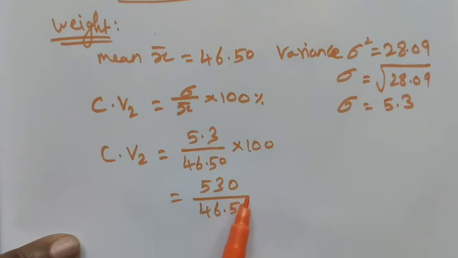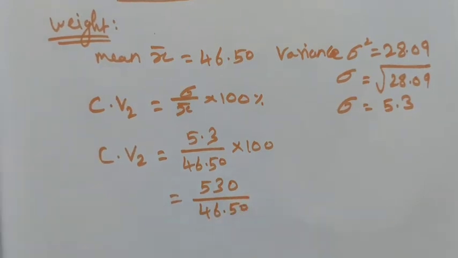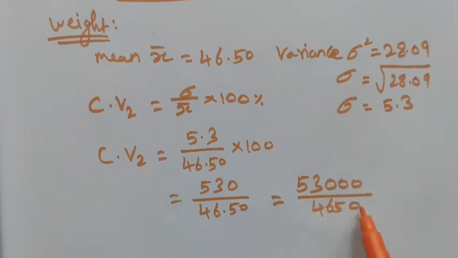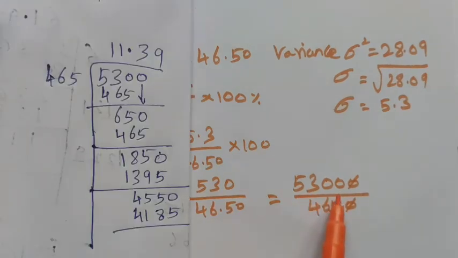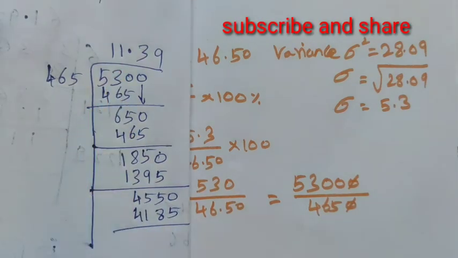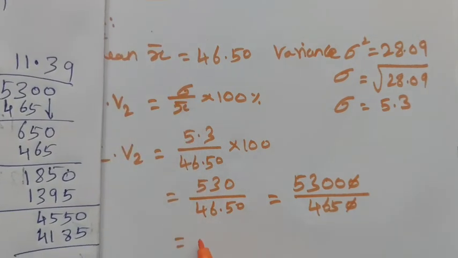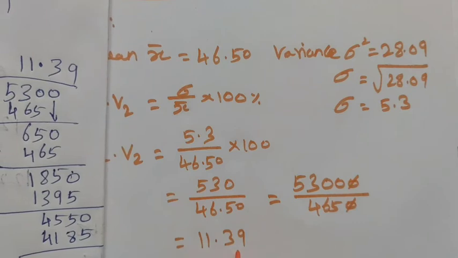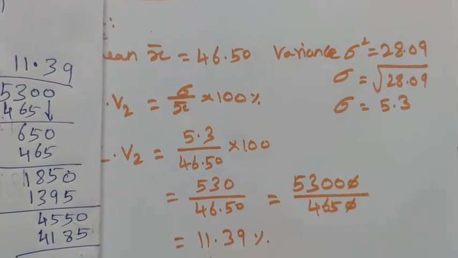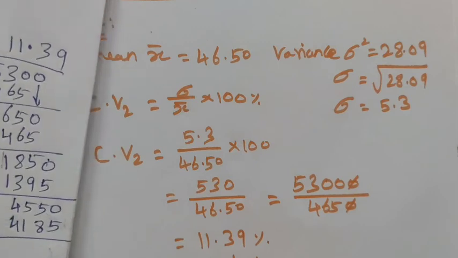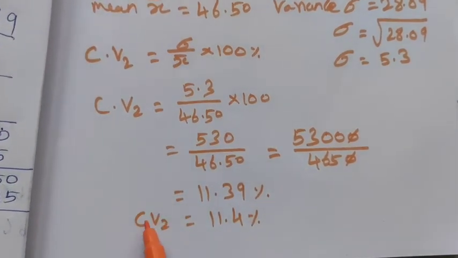If we don't want to keep the decimal place, we get 53000 divided by 4650, and then the 100 is cancelled. Now 5300 divided by 465 gives the value 11.39. So the coefficient of variation is 11.39, in percentage nothing but 11.4%. That is CV2, the coefficient of variation 2.